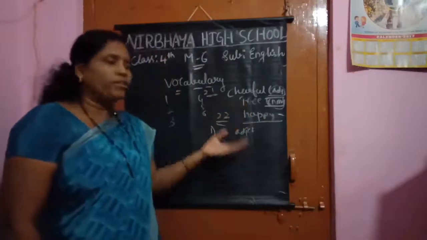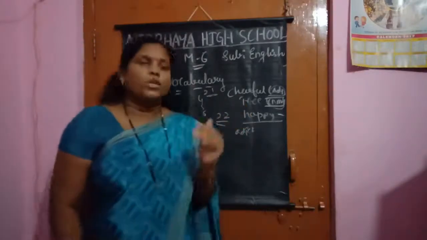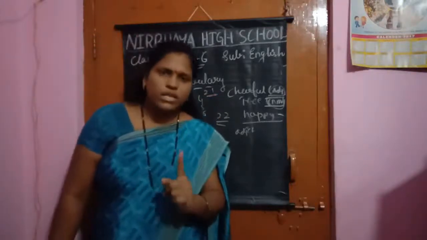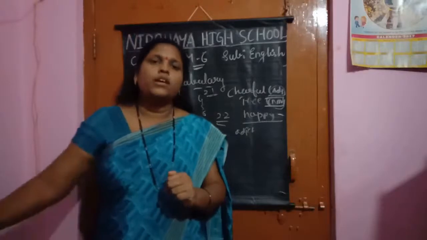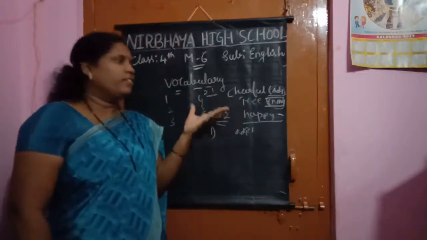Now you should find this in your dictionary and write it in the workbook. 2.1 and 2.2 you should complete. This is your homework. Understood, children? Yes. Now see, the vocabulary part is finished. Okay. This is your work.